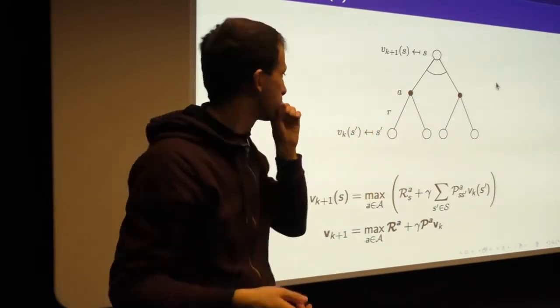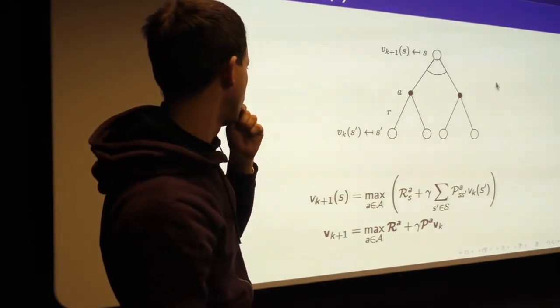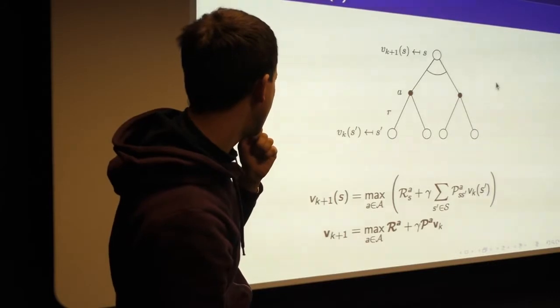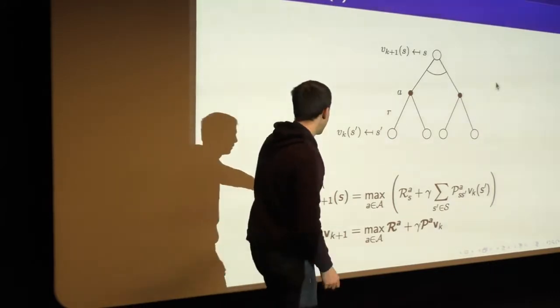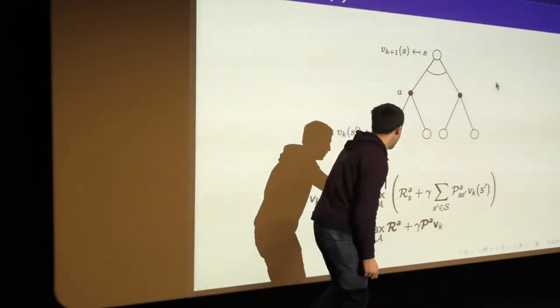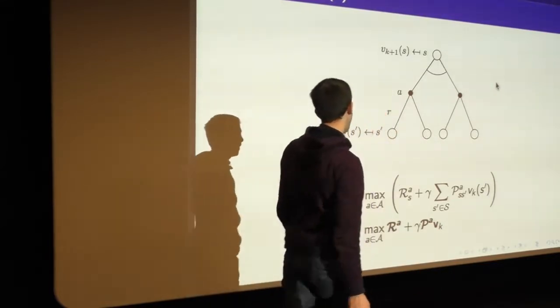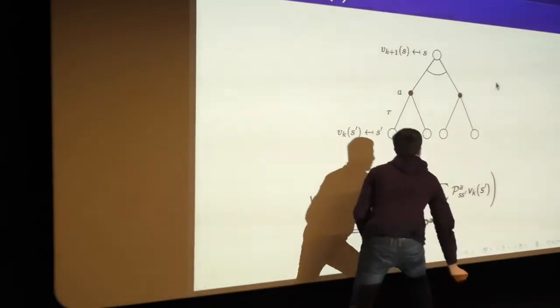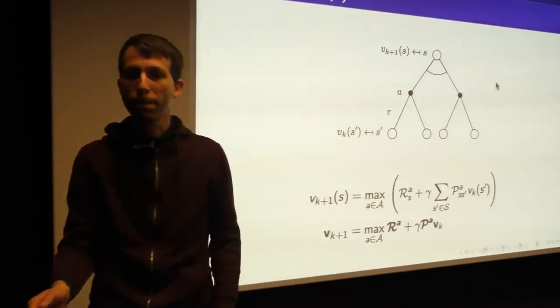Should there be a bracket at the bottom as well, or no? Where? The second line? Here? Around the max? The second line, sorry? Yeah. I see. Yeah, this is a max over the whole thing. Over the whole thing, okay. Yep. Yes, thank you.